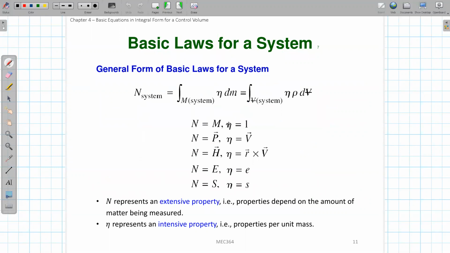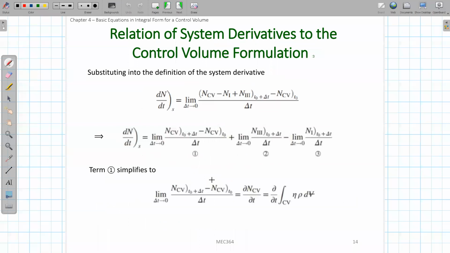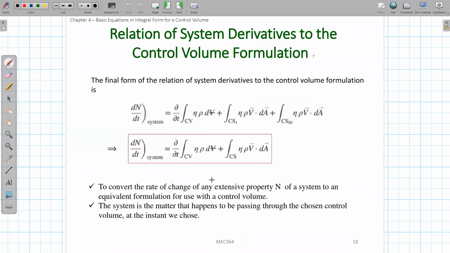This N and eta can represent different values, which are given here. If N is m, then eta will be 1, so that is for the conservation of mass. When N equals P, which is the linear momentum, eta is V, so the equation we derived will calculate the derivative of linear momentum. H is angular momentum, E is total energy, S is entropy, and so on. With these correlations we developed, we are now going to go back to the fundamental laws and see what their formulas will be in the control volume method.